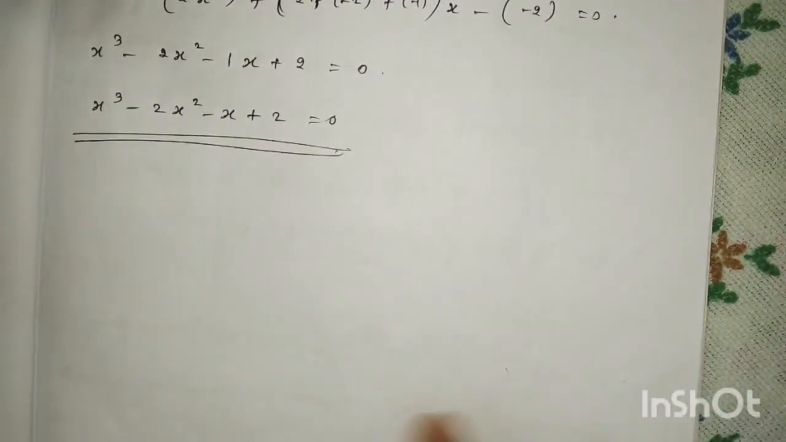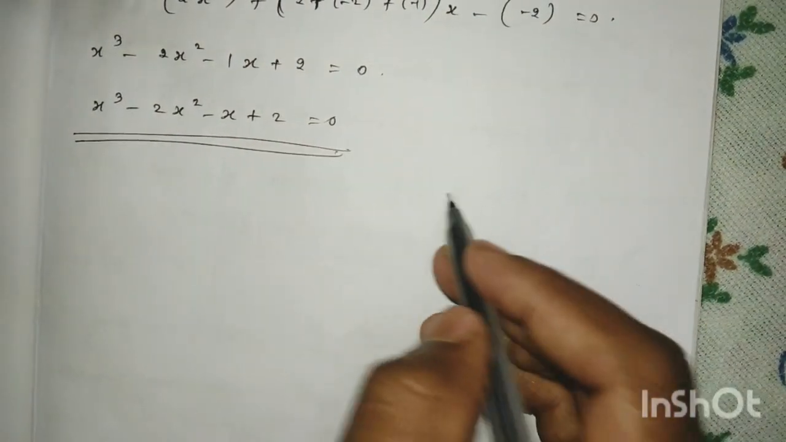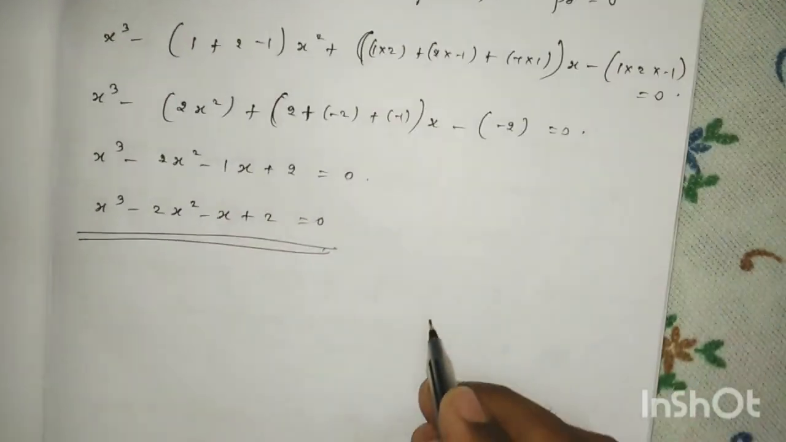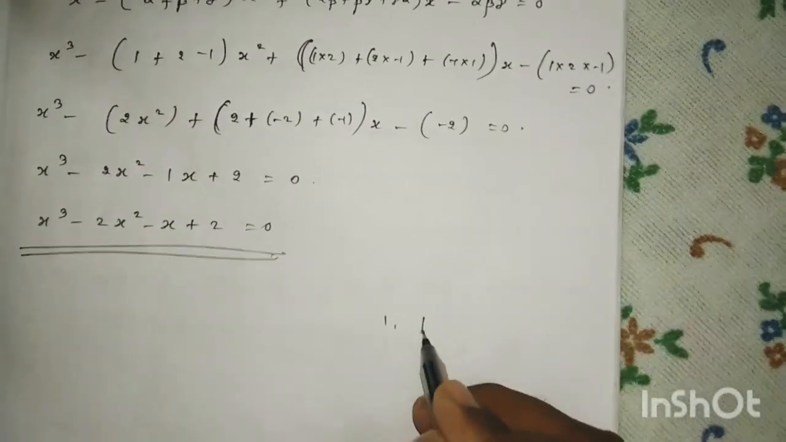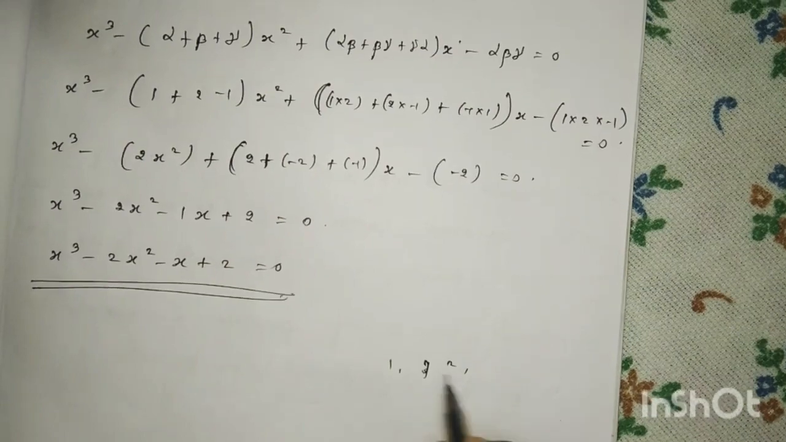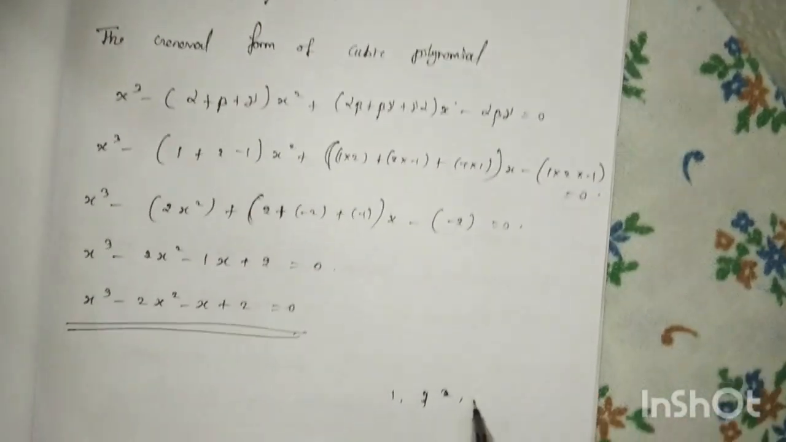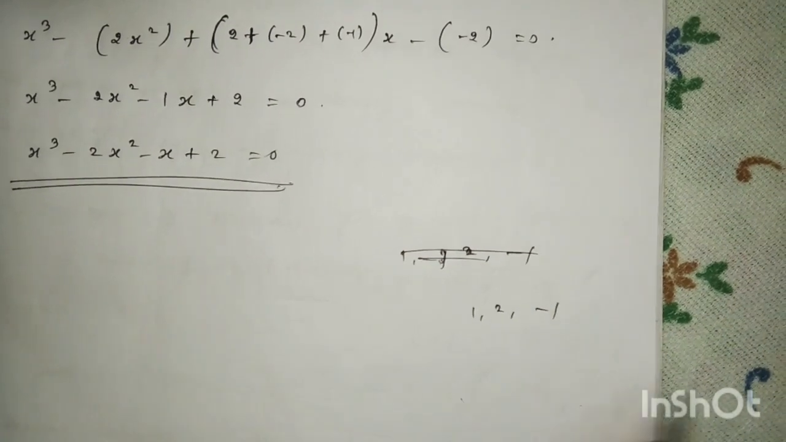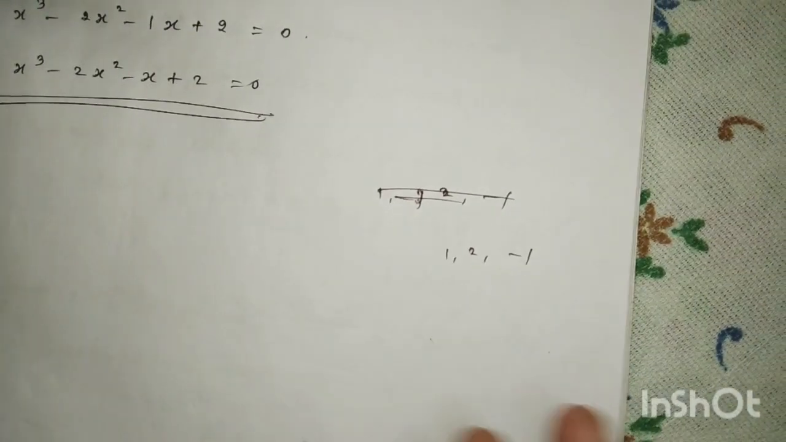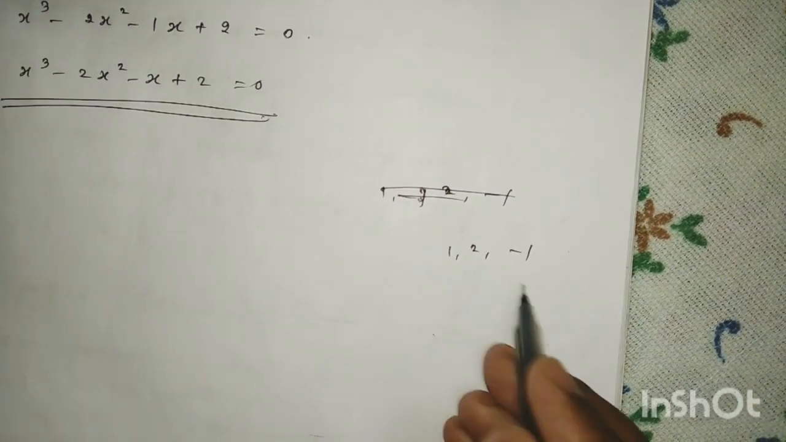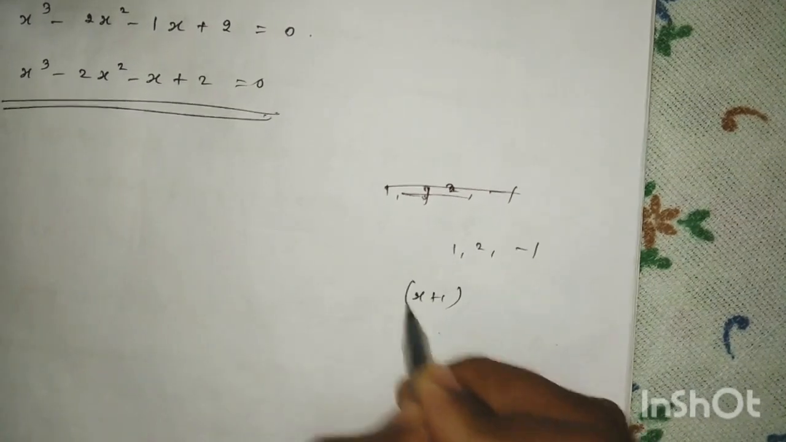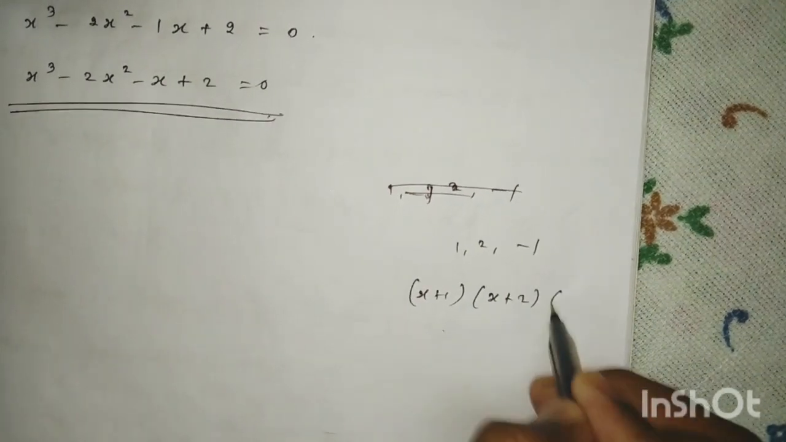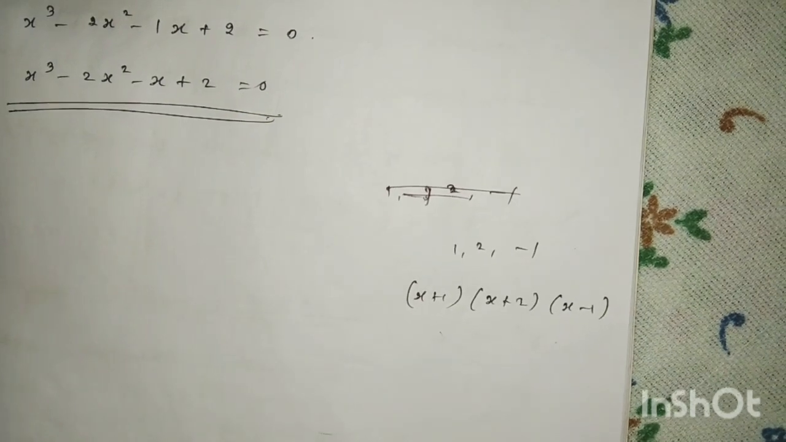The other method, let me explain here. What are the zeros they gave? That is 1, 2, and minus 1, right? Now these are the zeros, right? Now we can convert the zeros into factors. So the signs should be changed: x plus 1, x plus 2, x minus 1. Now we have found the factors.